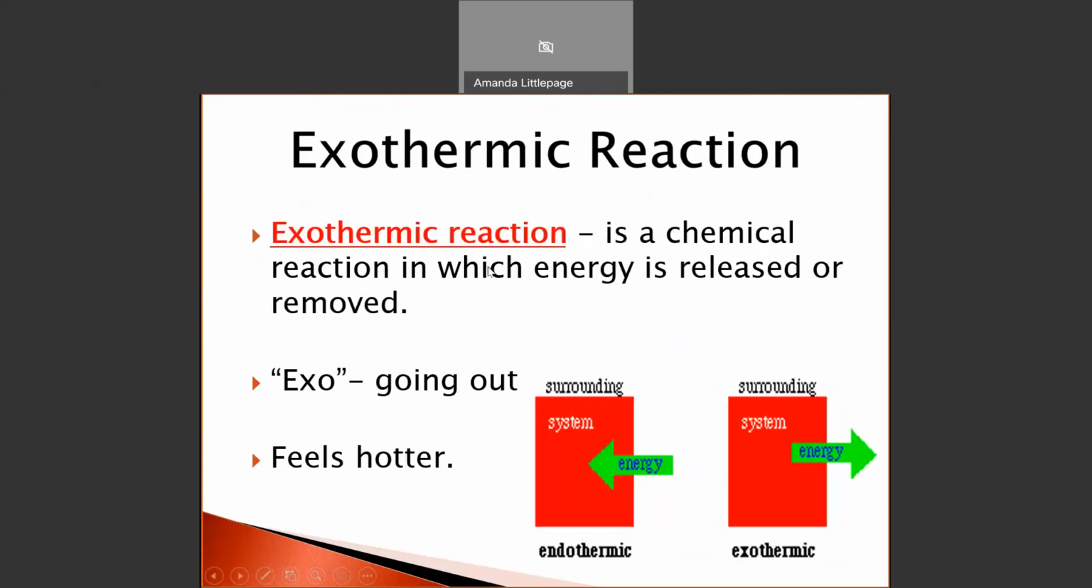What about exothermic? This is where energy is being released or removed or given off. So exo means to go out and the surrounding environment feels hotter. So exiting or giving off. So combustion reactions, for example, are exothermic processes.